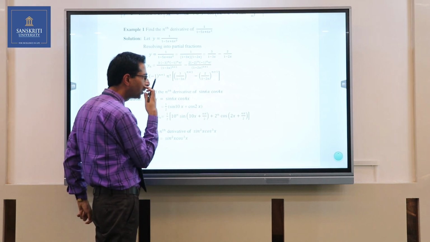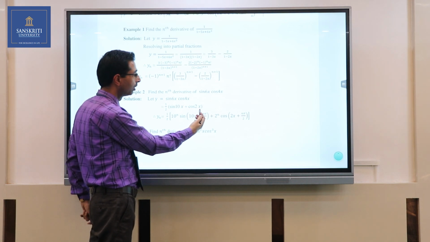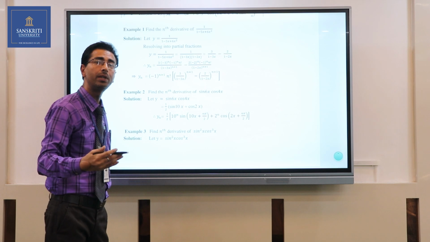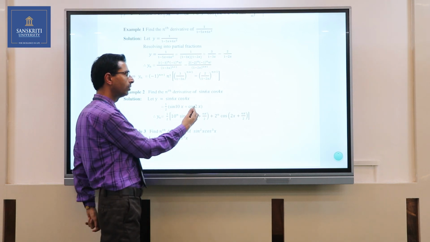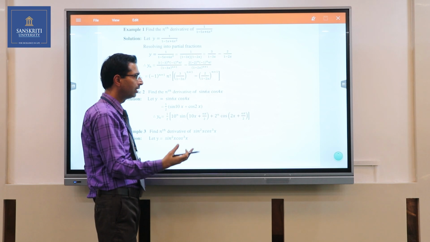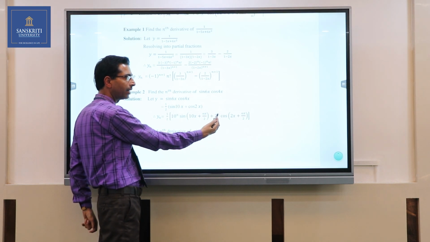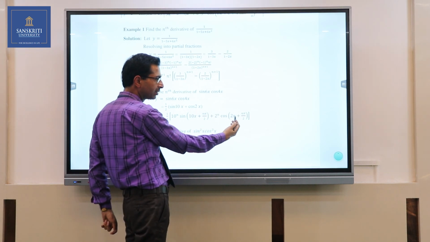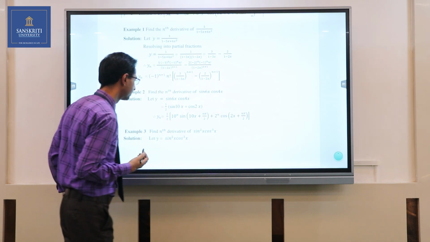Similarly, for sine 2x, what is the formula of cos ax plus b? It is a to the power n cos ax plus b plus n pi by 2. So we put a is equal to 2 and b is equal to 0 in the formula. Then we get 2 to the power n cos 2x plus n pi by 2. This is the formula.